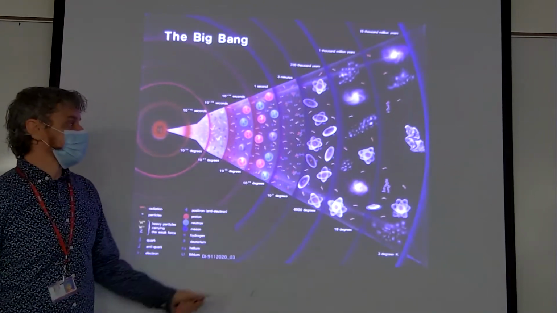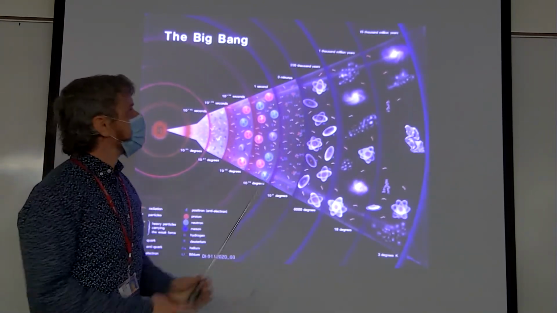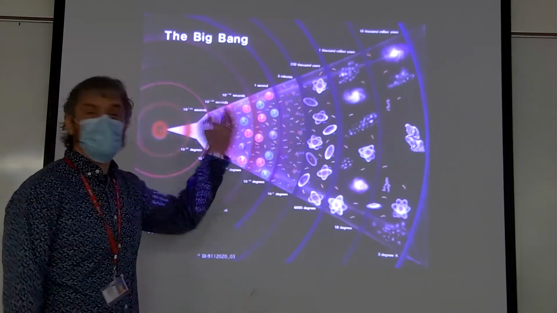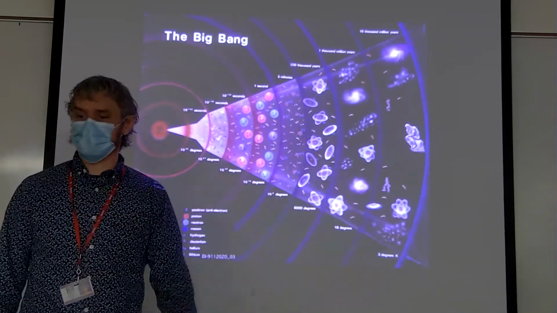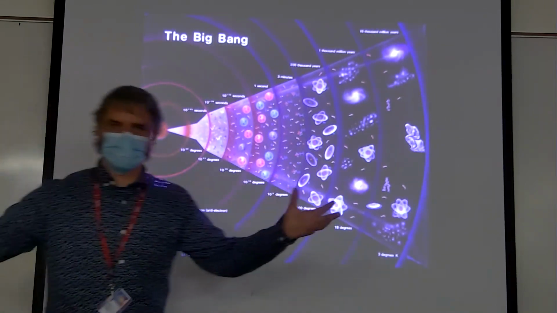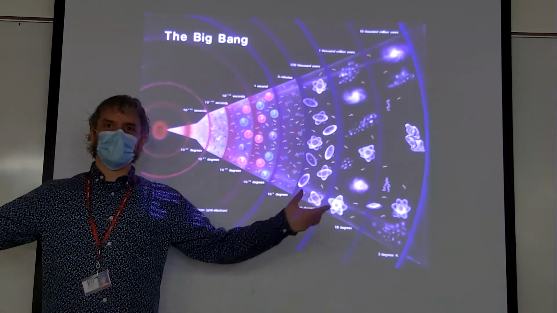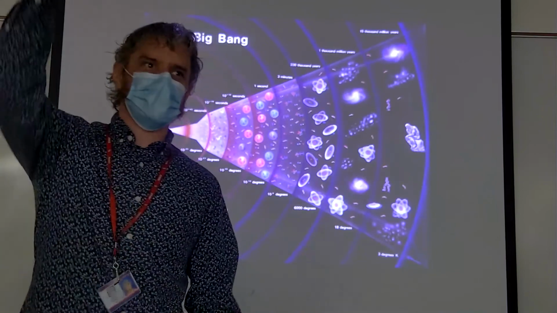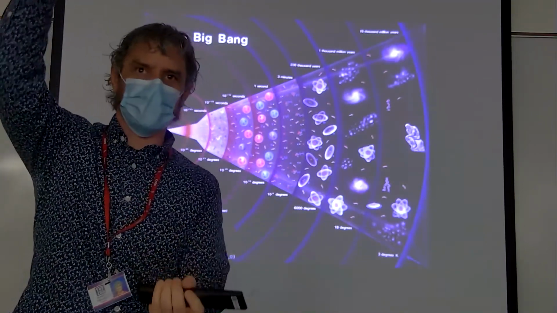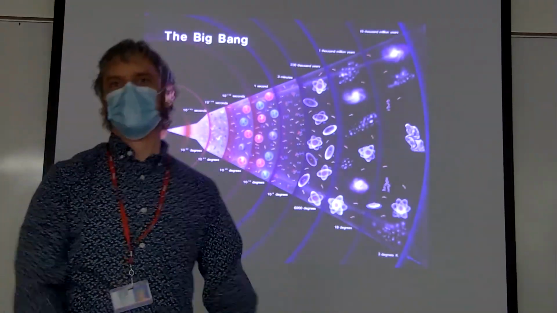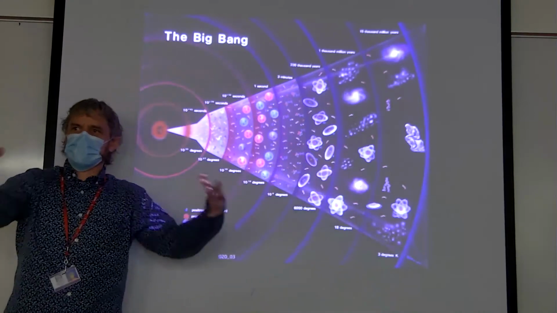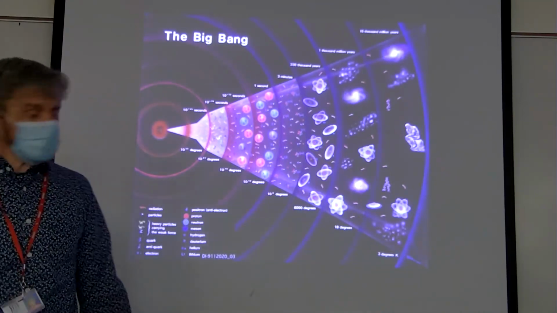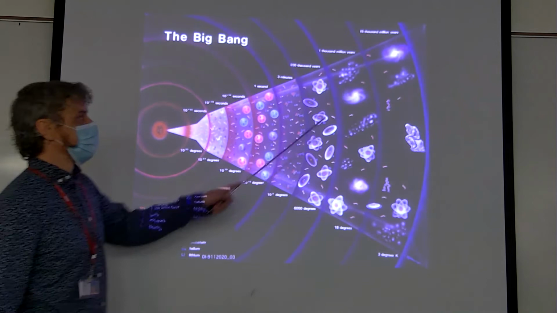So you get the first atoms, and then the first stars follow shortly after, because all of these atoms have gravitational potential energy if they're in close proximity. Just like if I lift an object, I give it gravitational potential energy, I let go of it, it converts to kinetic energy. So these particles start collapsing into the first stars, and then those first stars start making the first galaxies.